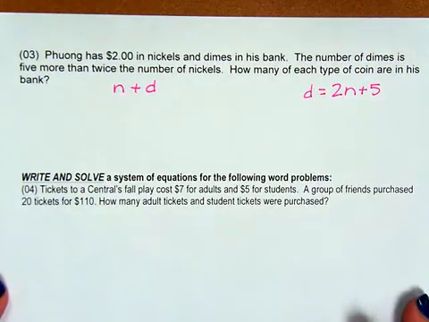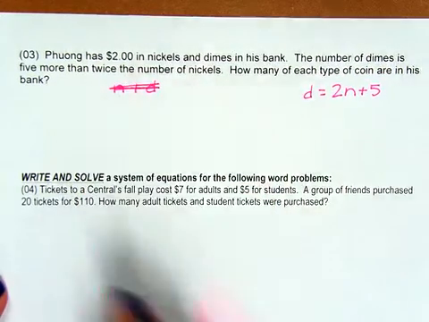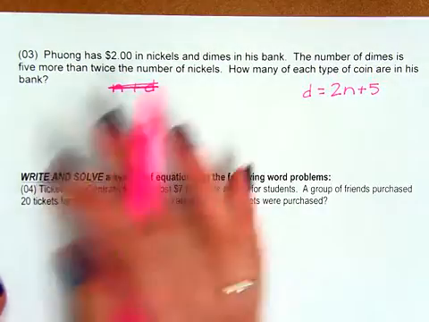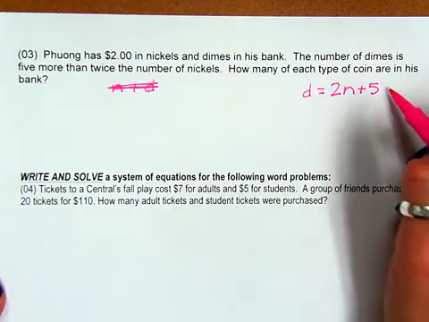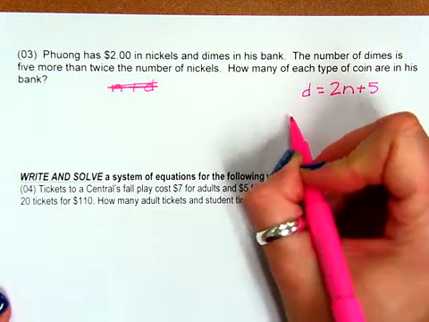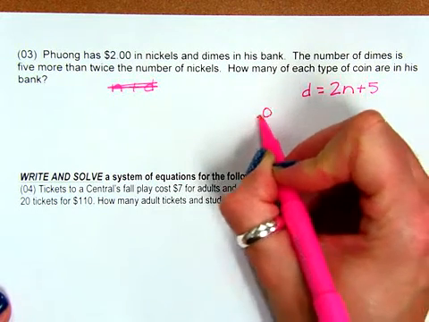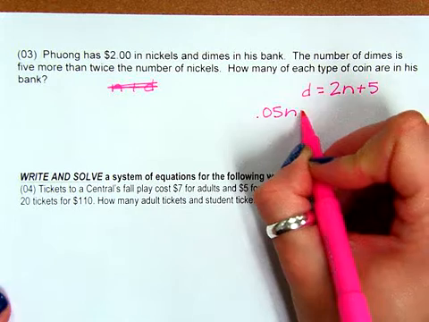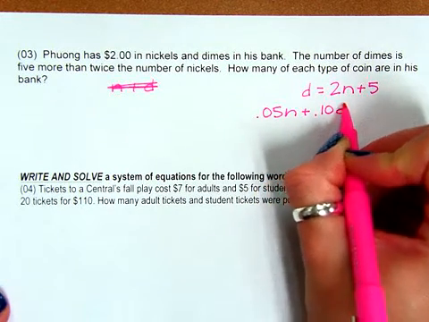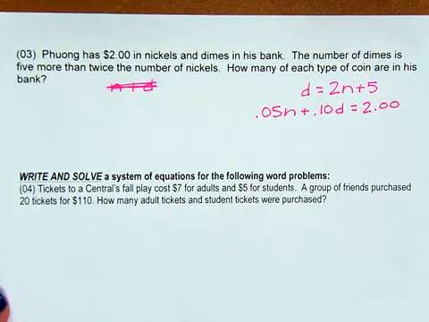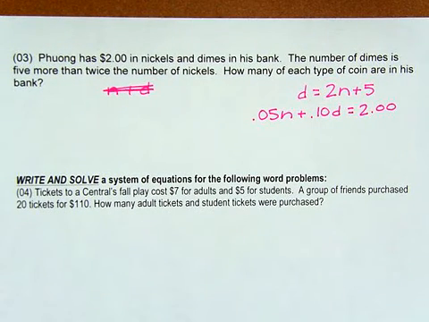Okay, so there's one equation. Don't need that one. And then I have money, right? The other one's kind of hidden in there. So this is how many dimes versus nickels, but what I have over here is, nickels are 5 cents, and dimes are 10 cents. And together they add up to $2. So there's 2 equations. I just need to have 2 equations.